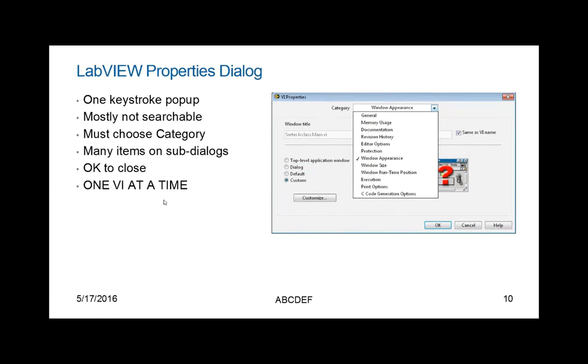LabVIEW, on the other hand, has a VI Properties dialog that pops up with a single keystroke. None of this information is searchable, with maybe the exception of description. You have to pick a category. So if you're lucky, you can click something, hit OK. If not, you pick a category, click something, hit OK. If you're unlucky, you have to open a sub-dialog and navigate through that and pick something and hit OK, maybe twice. This also is limited to one VI at a time.